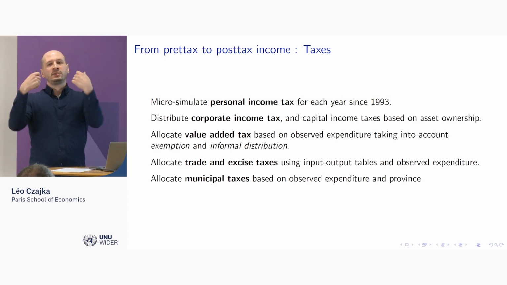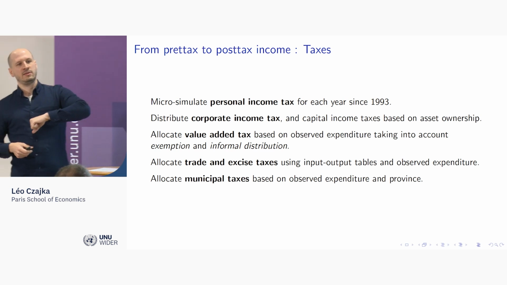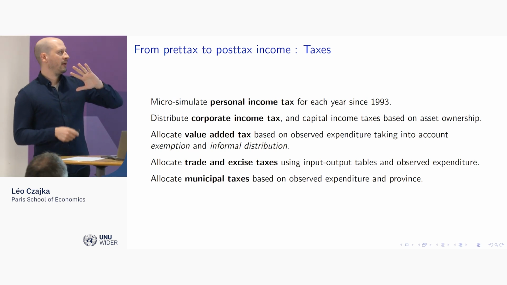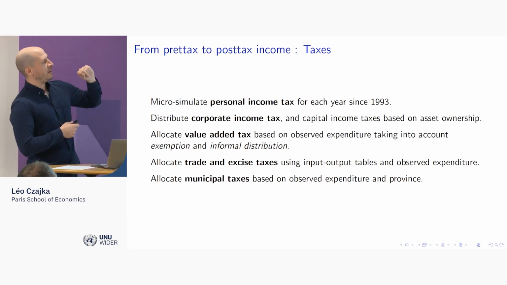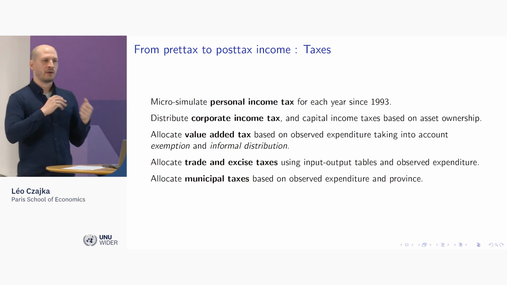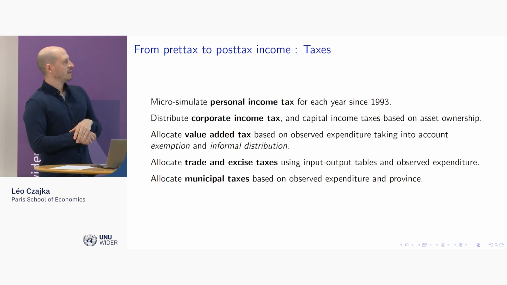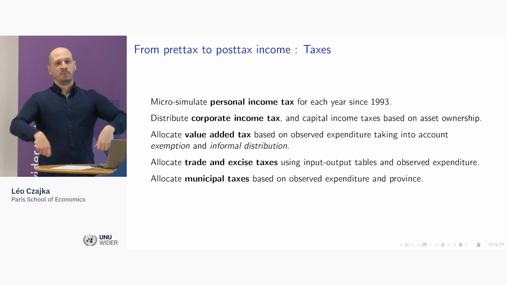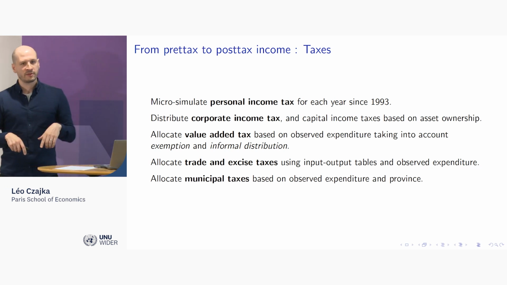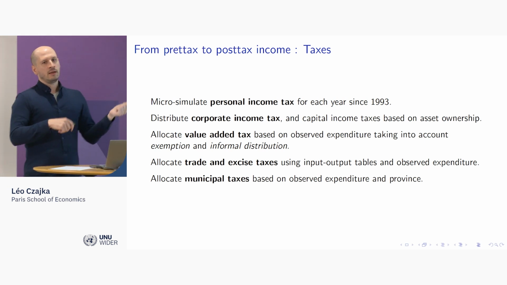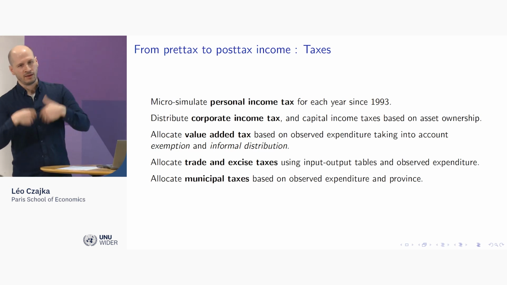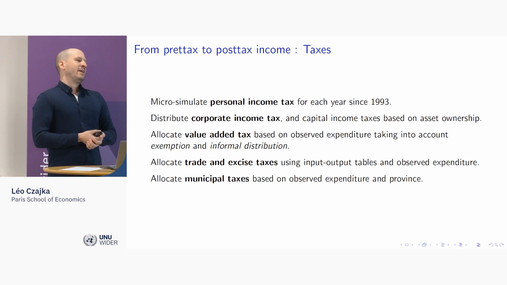Now we need to go from pre-tax to post-tax, and so we need to simulate the incidence of the entire tax system, and that's one slide for a lot of work. We micro-simulate the entire history of the personal income tax, so all tax schedules and all different thresholds. We distribute corporate income tax and capital income tax based on measured equity thanks to the surveys. We allocate value added tax also based on observed expenditures, taking into account exemptions, reforms in exemptions, as well as informal distribution, measured as buying in an informal market, as reported in the surveys.